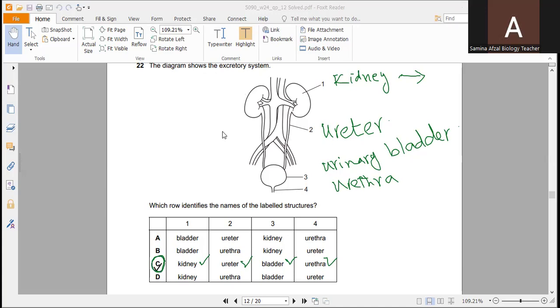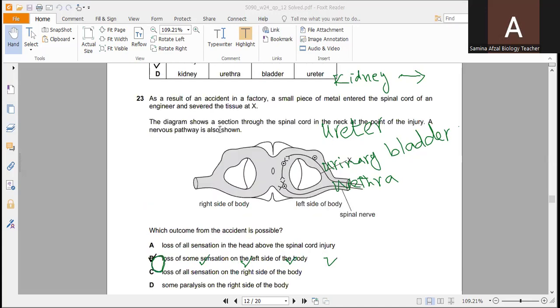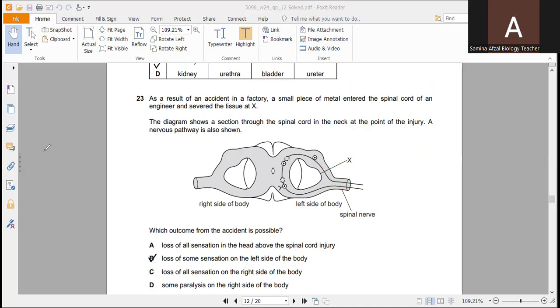Now we are moving towards the next question. And here you can see the next question is, as a result of an accident in a factory, a small piece of metal entered the spinal cord of an engineer and severed the tissue at X. The diagram shows a section through the spinal cord in the neck at the point of the injury. A nervous pathway is also shown, and which outcome from the accident is possible.